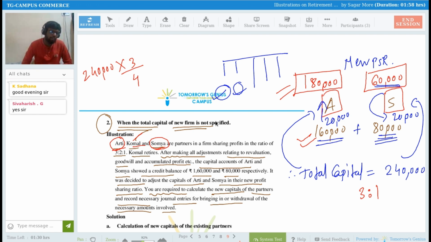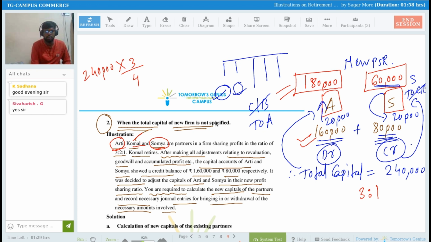So what will be the adjustment entry? If I pass only one entry, what will it be? So simple, I need to debit Aarti's capital account and I need to credit Soumya's capital account. Automatically I can adjust, or I can pass separate journal entries also. For Aarti bringing money, cash or bank account debit to Aarti's capital, and we are paying Soumya, so Soumya's capital account debit to cash or bank account. See, cash and bank account will get cancelled.